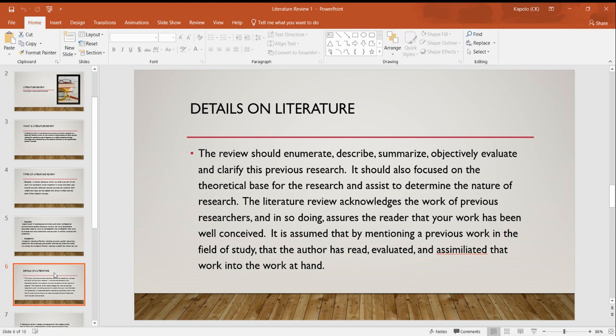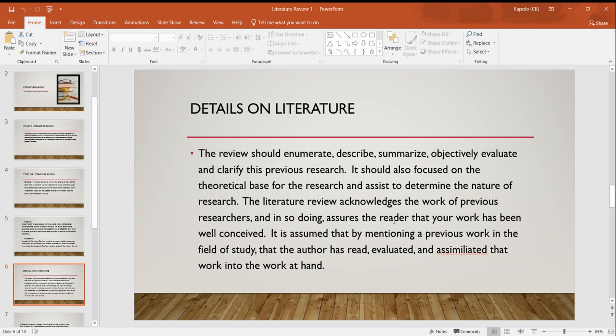So they say that literature review acknowledges the work of previous researchers. If we can go back to that sentence, it usually states that literature review acknowledges the work of previous researchers. So, meaning you must also acknowledge the work of previous researchers. In doing so, it assures readers that your work has been well conceived.